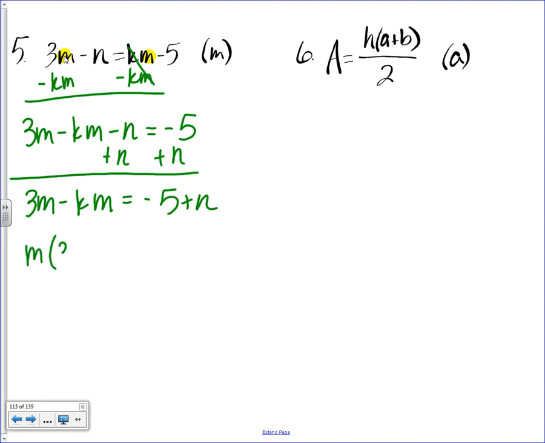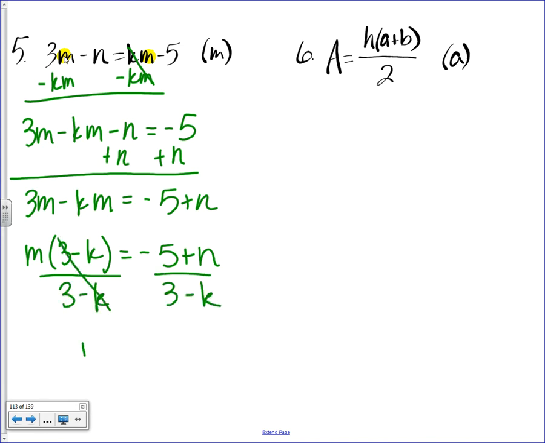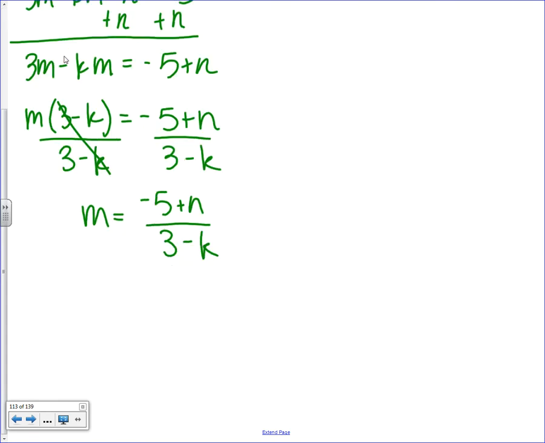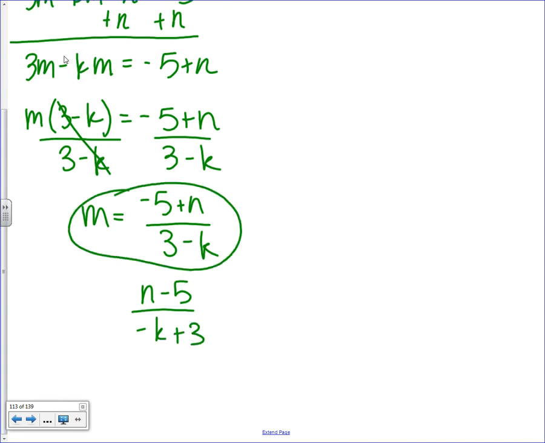Now I'm going to do that distributive property backwards. This is called factoring, folks. I'm going to take out an m from both of those terms. And when I do that, I have 3 minus k left. Now I'm going to go ahead and divide by the 3 minus k. And we have that. Now, folks, I want you to realize this could be written in a couple different orders. Up top, I could have this. On the bottom, I could have that. They mean the same thing as long as you have the correct symbols with the correct terms. So this would be another possible answer.